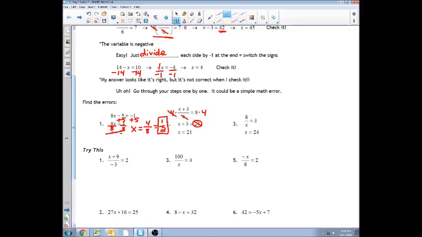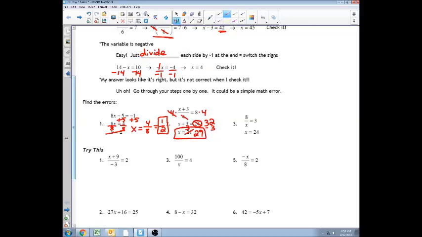I want to go ahead and cross that out. What is 8 times 4? Well, it is 32. That would mean that my 21 is also incorrect. I have x plus 3 on the left-hand side. I need to subtract 3 then. So 32 minus 3 would be 29. And that answer should be correct.